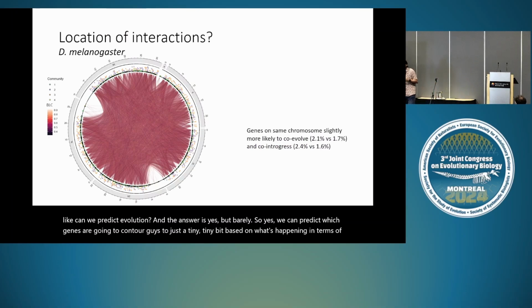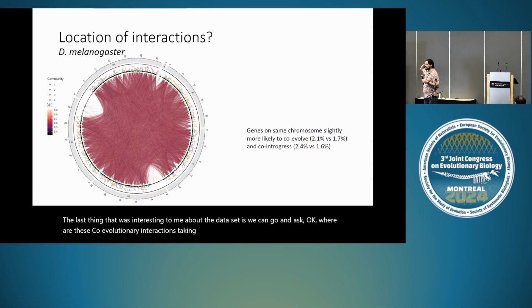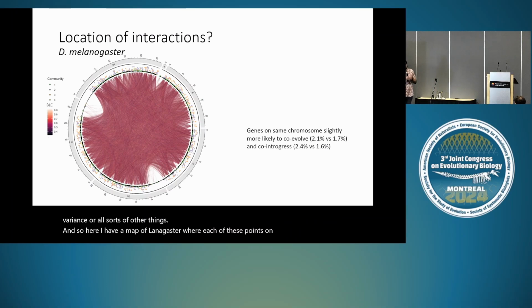The last thing that was interesting to me about this data set is we can go and ask, okay, where are these coevolutionary interactions taking place? Because in a lot of ways, we might expect things that are co-evolving over very long periods of time to be brought together by structural variants or all sorts of other things. And so here I have a map of Drosophila melanogaster, where each of these points on the outside is a single gene in this BUSCO data set.